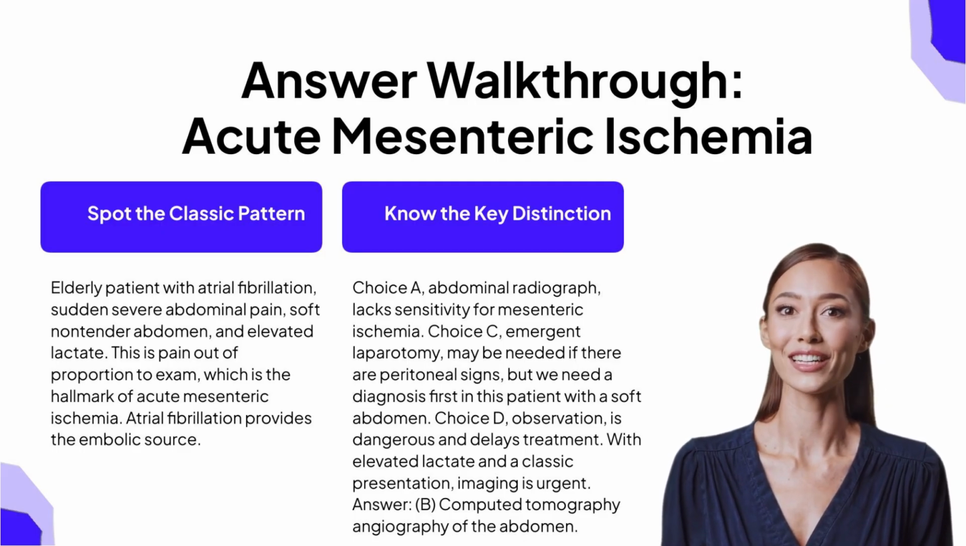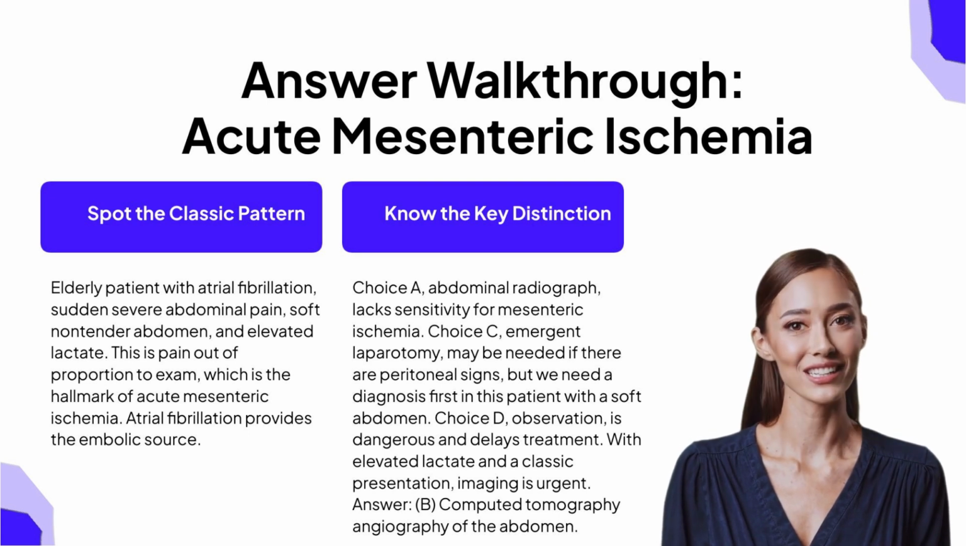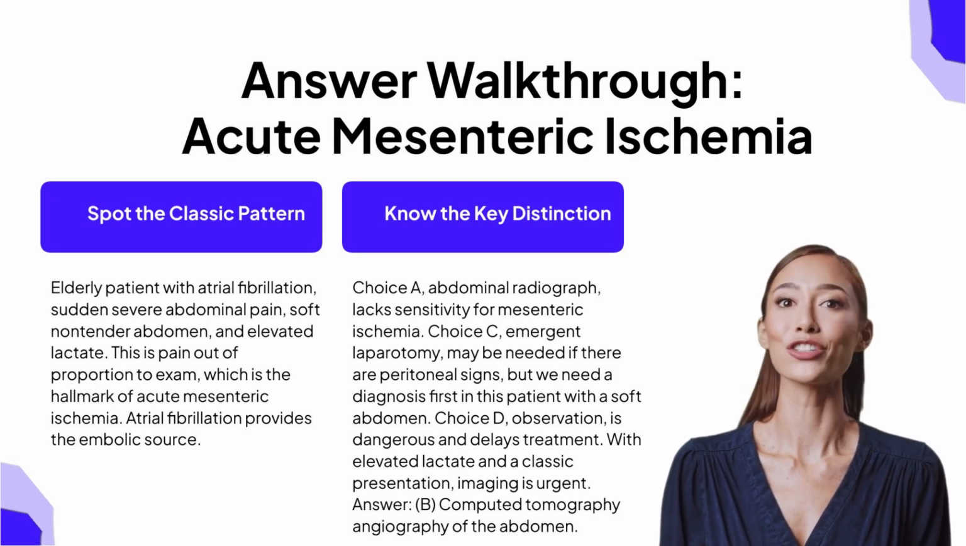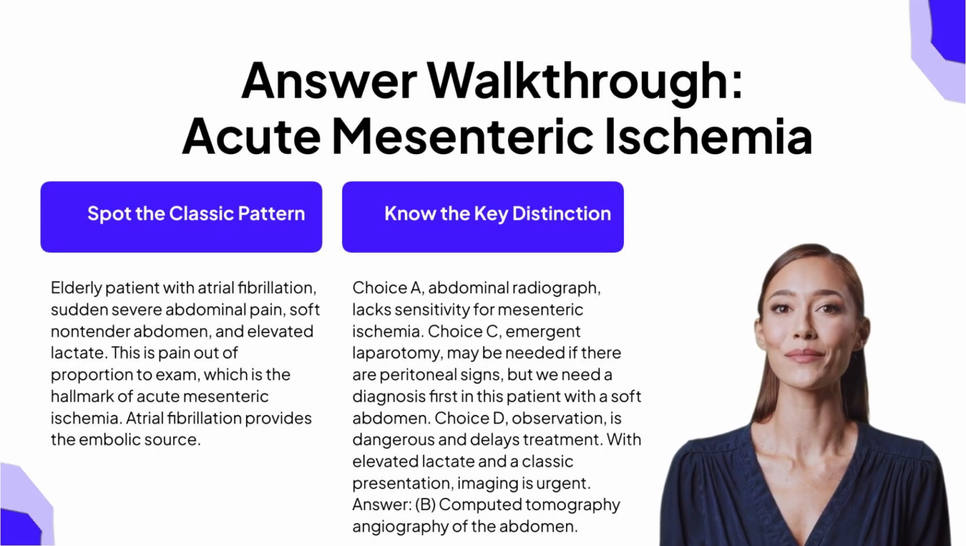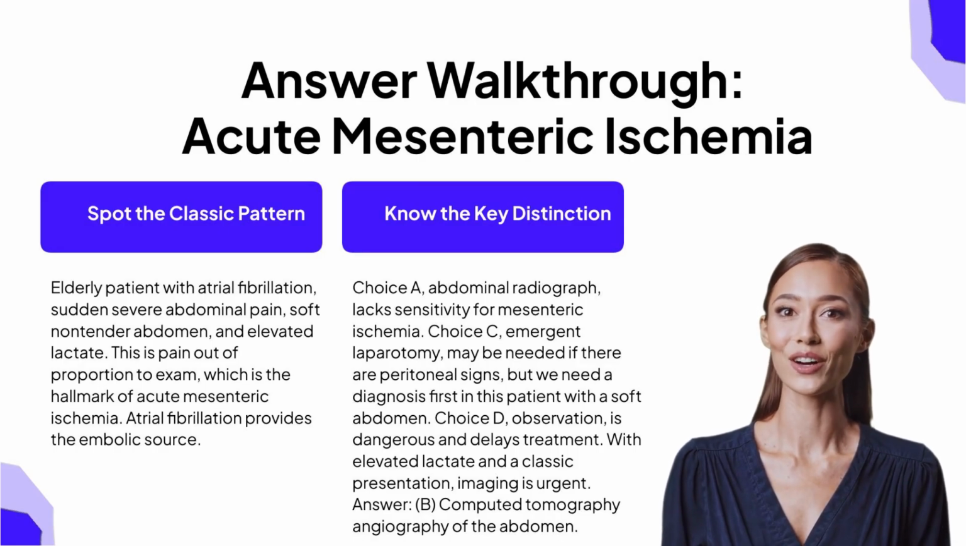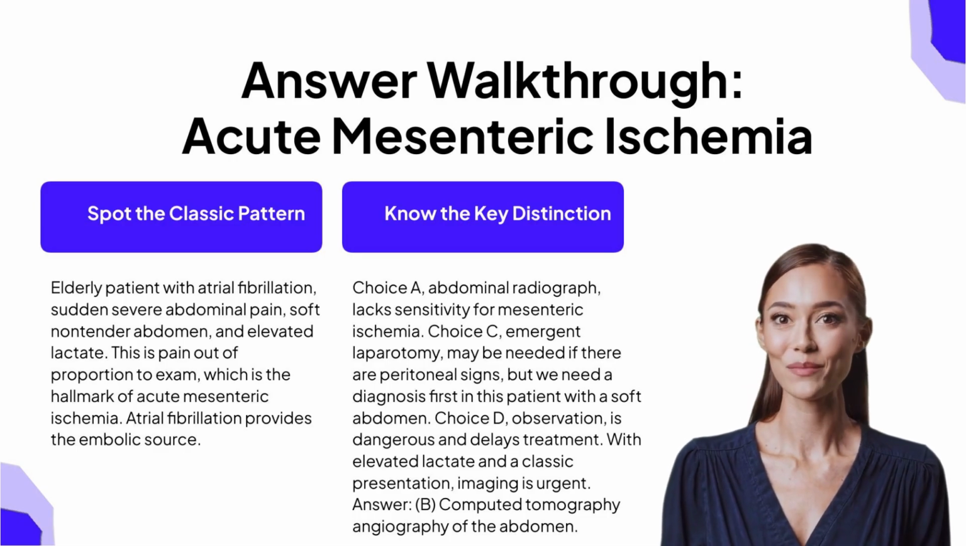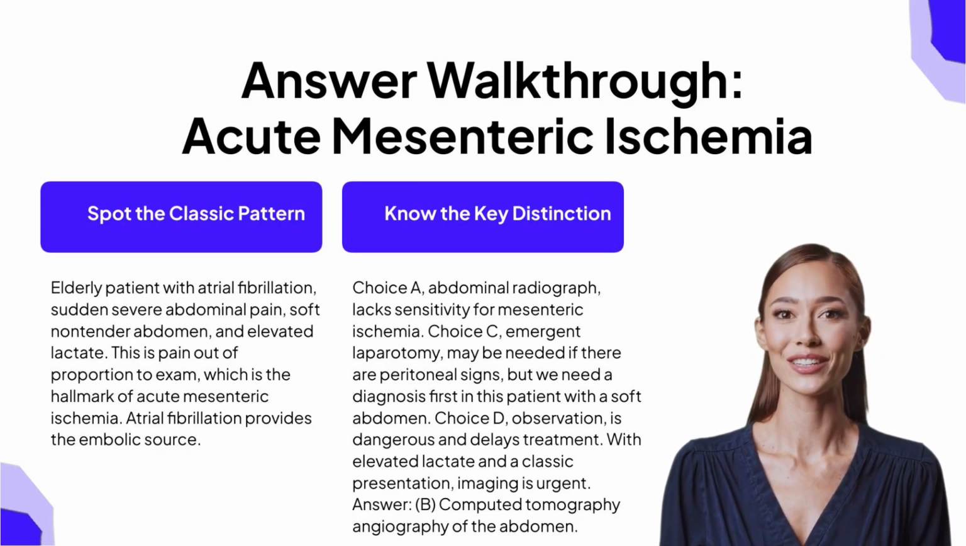If she had peritoneal signs like guarding, rigidity, or rebound tenderness, we would go straight to exploratory laparotomy. An abdominal radiograph does not have the sensitivity to diagnose this condition, and observation is inappropriate when the clinical picture and labs are this concerning. The answer is B, computed tomography angiography of the abdomen.